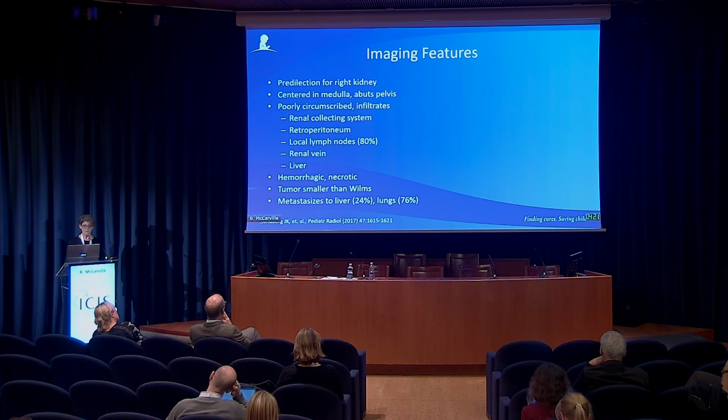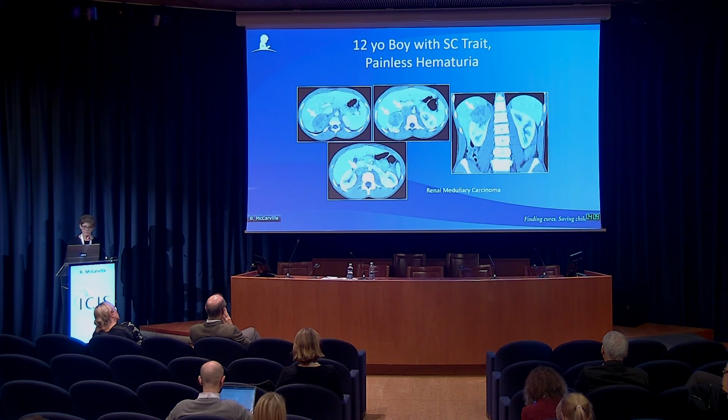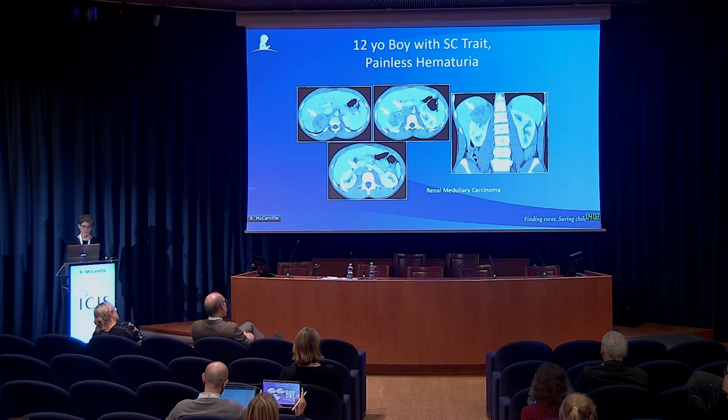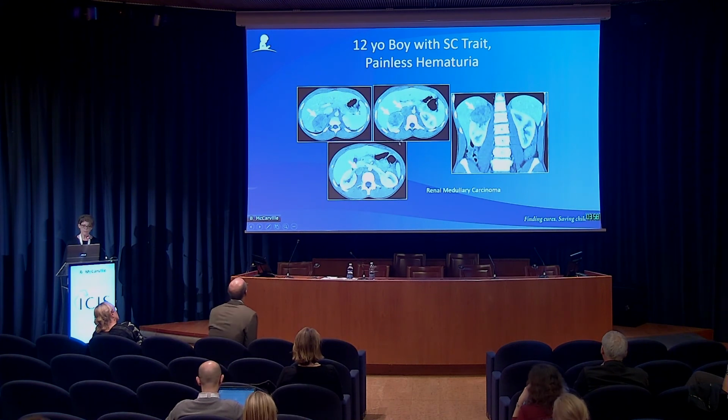They can invade the renal vein and directly invade the liver. They usually are smaller than Wilms tumor. They metastasize hematogenously to the liver and commonly to the lungs. So this was a 12-year-old boy with sickle cell trait who had painless hematuria, had this right renal tumor with this associated adenopathy due to invasion in the local lymph nodes, which is common in this tumor.